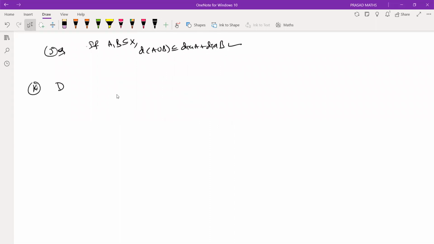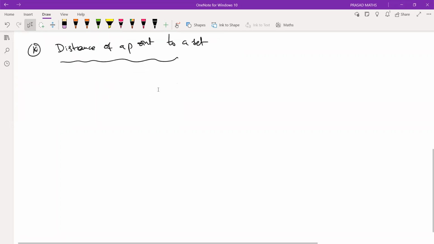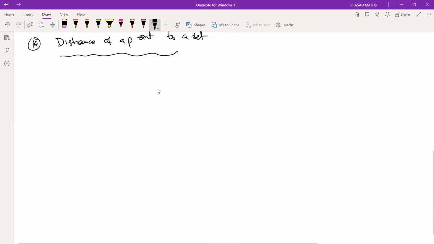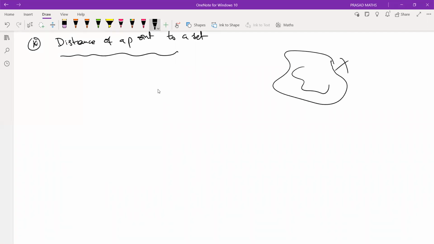Next definition is the distance of a point to a set. This is very, very important for CSIR. At least one question will occur according to the definition, right? This is my metric space. You take any set E, and any point in the metric space. Look at all possible distances. Right? So look at the infimum of all possible distances of the point to the members of the set E. That means you start with any subset of X.